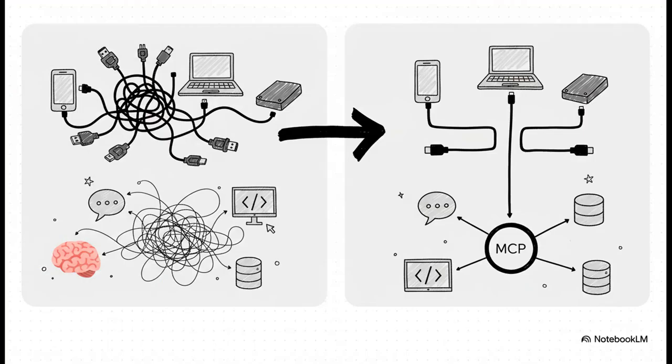And this is where that USB-C for AI idea really clicks. Think about it. Before USB-C, we all had that one drawer just full of a tangled mess of cables, right? A different one for every single device. Well, that's kind of where we are with AI right now. Every connection is custom. It's a mess. But MCP aims to be that one standard plug. The one connection that links everything. Your chat apps, your code editors, your agents, and yeah, even your own local files.